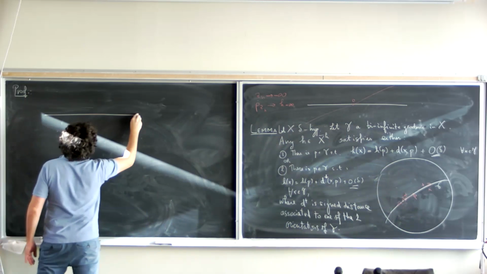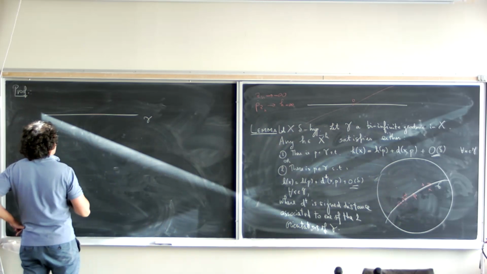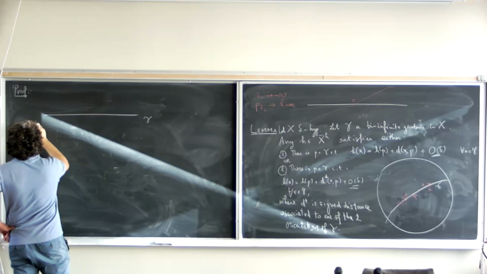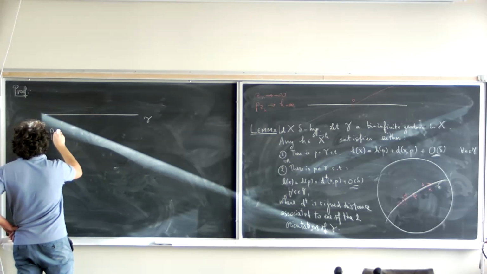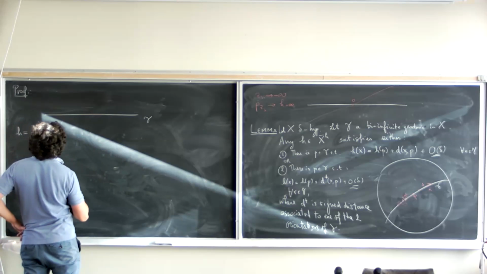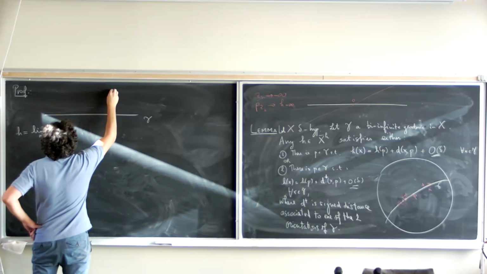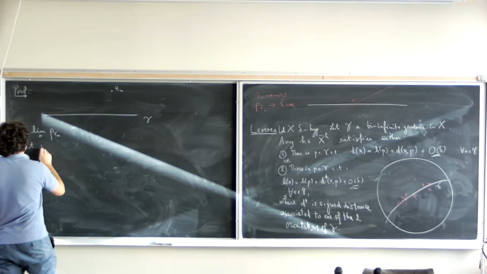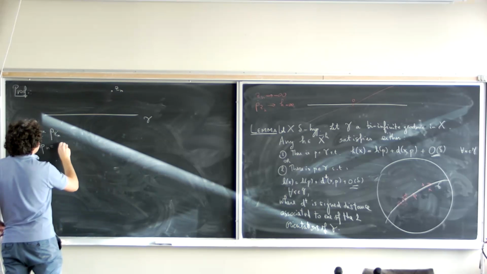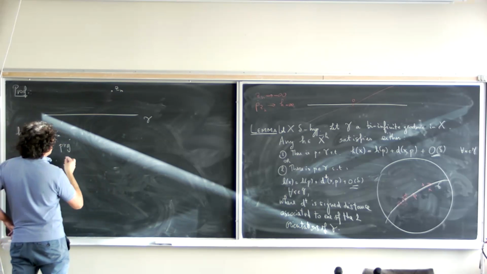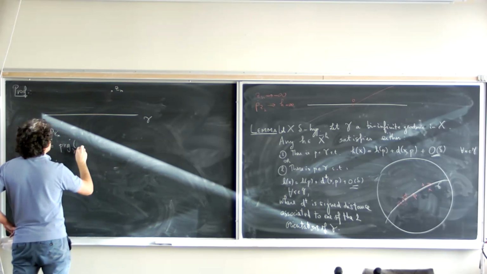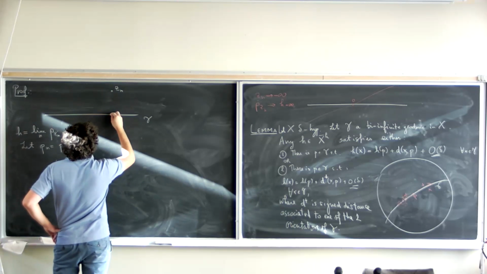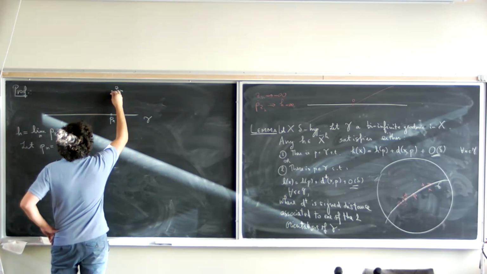So you have gamma, and you say that H is the limit of a certain sequence rho of Zn. So we pick a sequence Zn, and we let Pn be the closest point projection onto gamma of Zn. So basically we take the closest point on gamma to Zn.